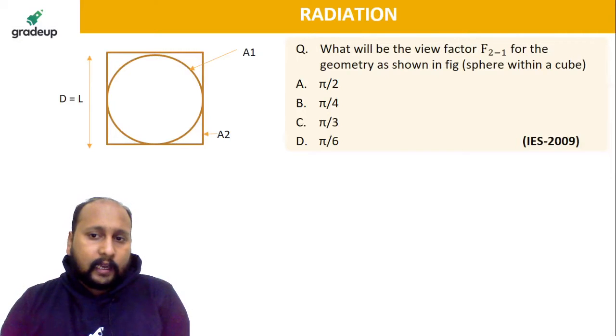Is it option A pi by 2, option B pi by 4, option C pi by 3, or option D pi by 6? Very easy. You have to calculate F21. This is surface 1. This is surface 2.